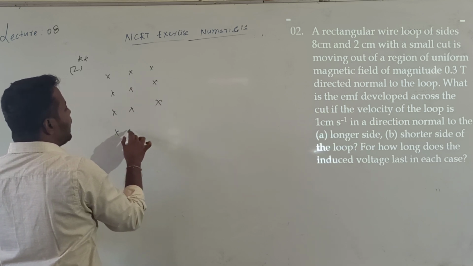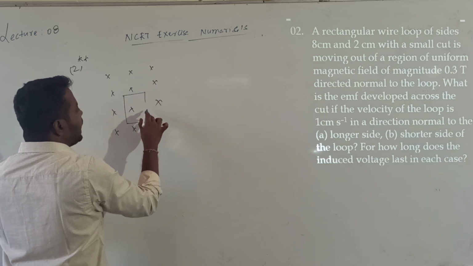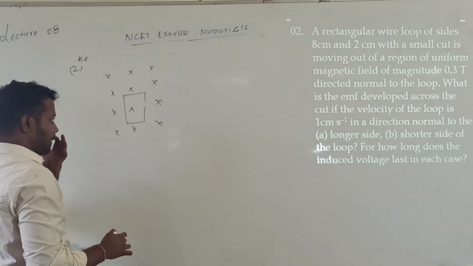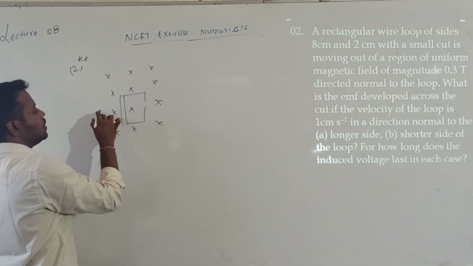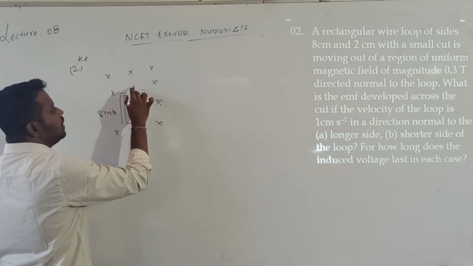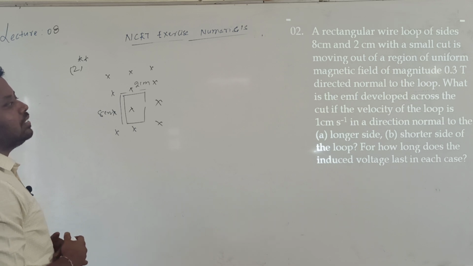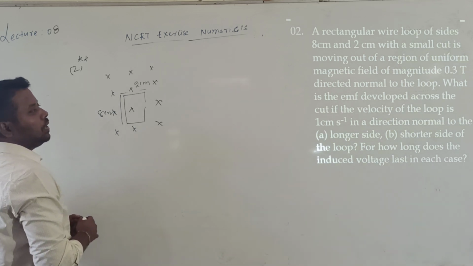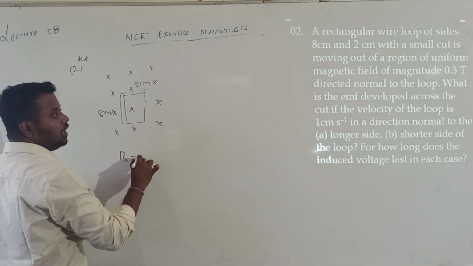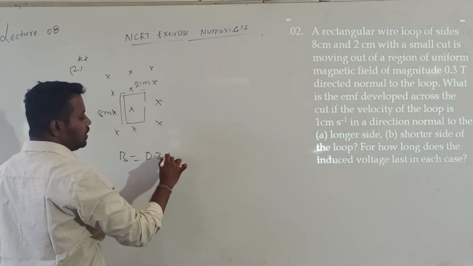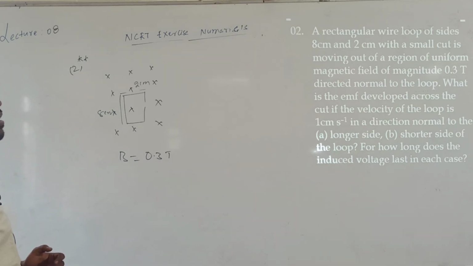Let me consider one rectangular loop. The rectangular loop is given like this. This rectangular loop has one cut. So the rectangular loop length value is 8 centimeters, and this value is 2 centimeters. Now what they are telling is, the rectangular loop length value given, the breadth value given. What is the magnetic field induction value given? B value 0.3 Tesla. What is the induced EMF developed across the cut?